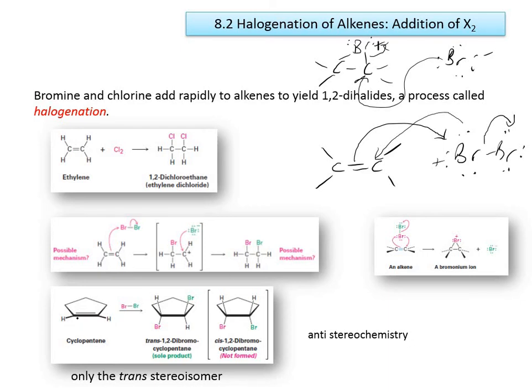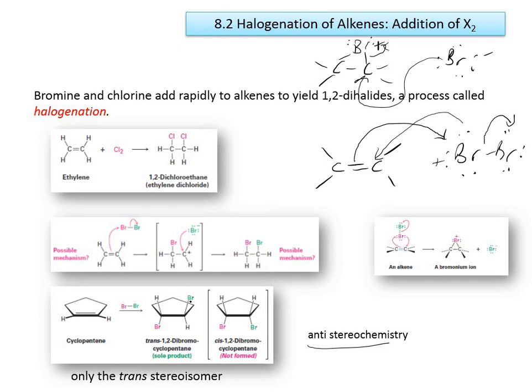But when you have a cycloalkene, the result is this: we don't see the cis product. So the cis product does not form, only the trans product is formed. So this reaction produces anti-stereochemistry. What is anti-stereochemistry? Bromine and bromine are anti to each other, 180 degrees. If you look from here, the dihedral angle. So the trans product is the only product.